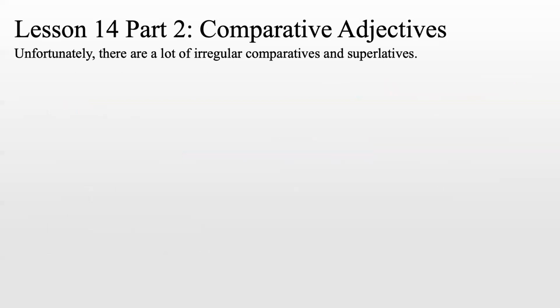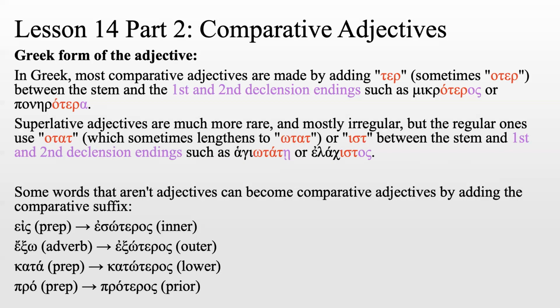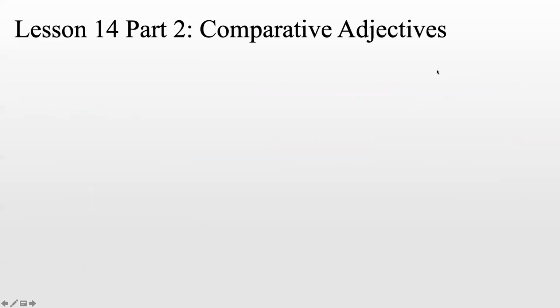Unfortunately, there are a lot of irregular comparatives and superlatives. Oh, one more note on that last page here. As far as trying to form these, you're never going to need to try to form one of these. It's a matter of recognition. So don't worry about, oh, is it going to be -ter or -ater? It really doesn't matter. Just whichever one happens to show up is what you're worried about. Oh, is it going to be -atat, -otat, or -ist? Whichever one shows up, just be able to recognize those as being superlative features. Be able to recognize these as being comparative features.